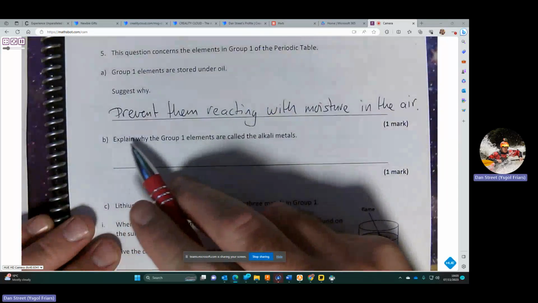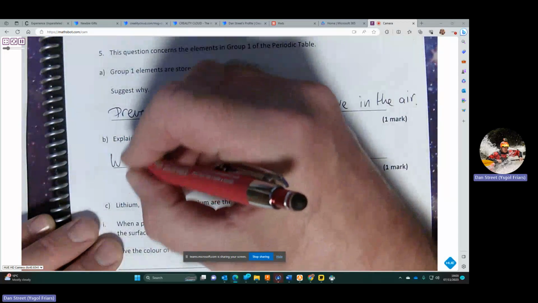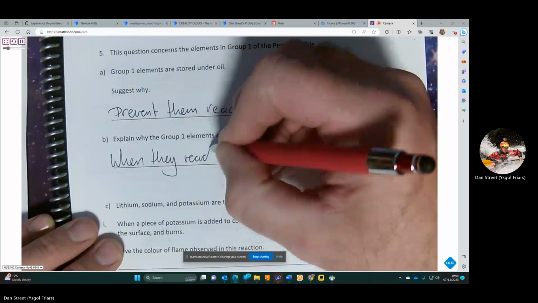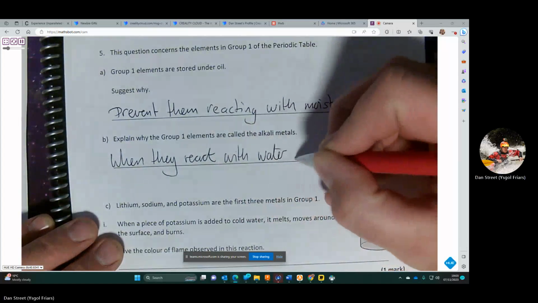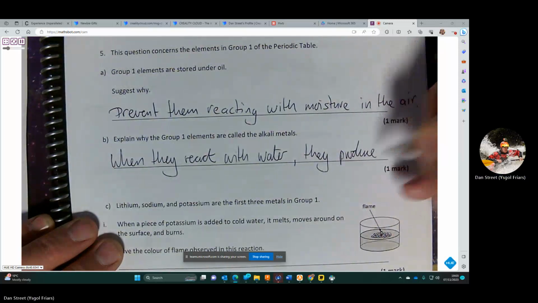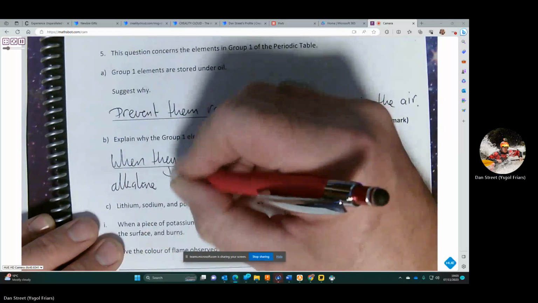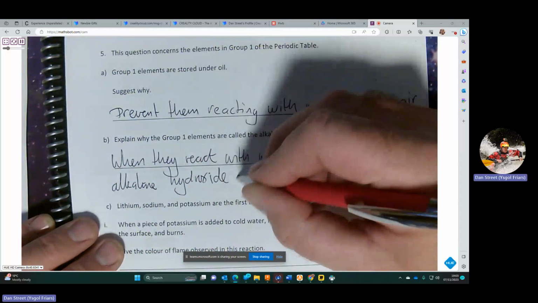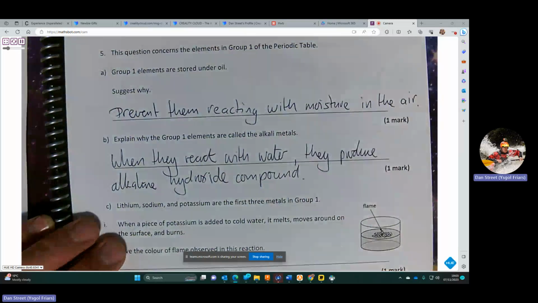Okay, explain why group 1 elements are called alkali metals. So when they react with water, they produce alkaline hydroxide compounds. As a full answer, you would probably get credit for simply saying they form alkalines when they react with water. Okay.